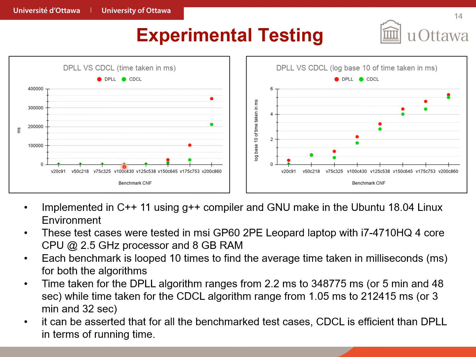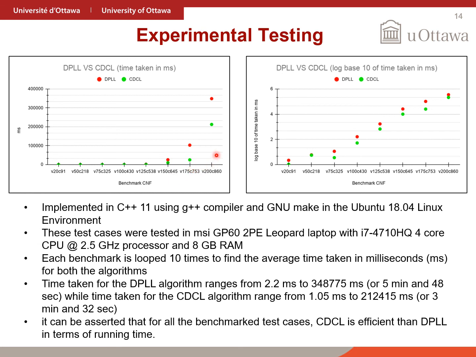Here you can see the DPLL algorithm takes a time of 2.2 milliseconds for the first CNF formula to run, and it takes nearly 5 minutes to run the upper bound CNF formula, whereas the CDCL algorithm takes nearly 1 millisecond to run the lower bound CNF formula and about 3 minutes to run this last upper bound CNF formula.